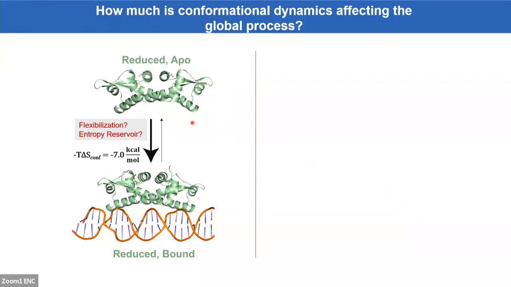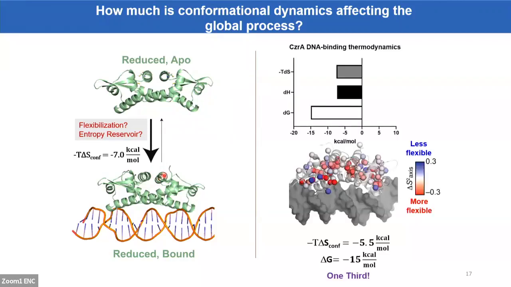But if we take that value, we would be in the presence of, again, an entropy reservoir driving, at least in part, the DNA interaction and affecting this process with a favorable entropy contribution. Bringing back CCRH as a comparison, I told you that the change in conformational entropy accounted for 1/3 of the total free energy of the DNA bound complex.